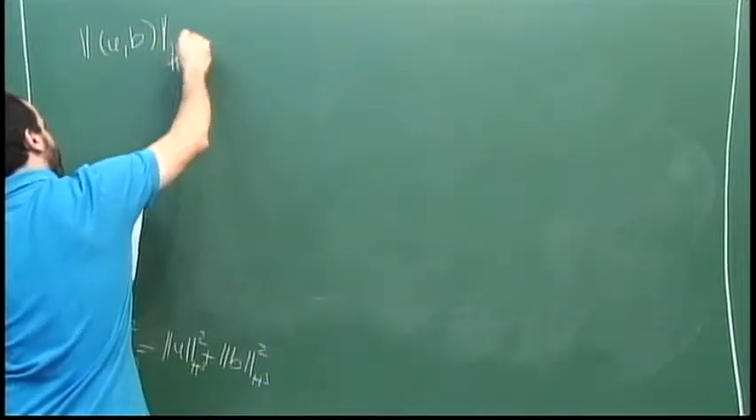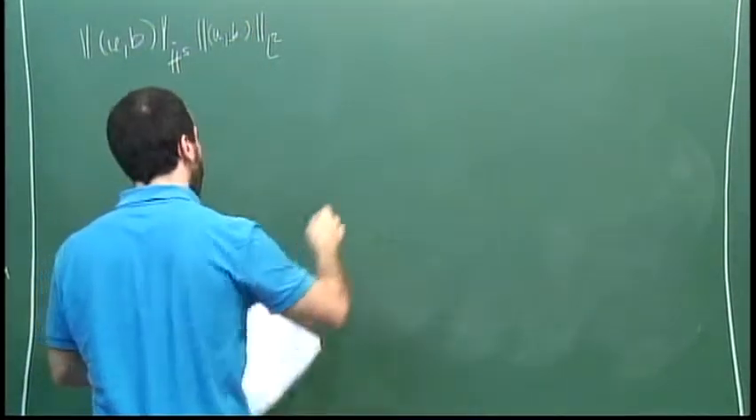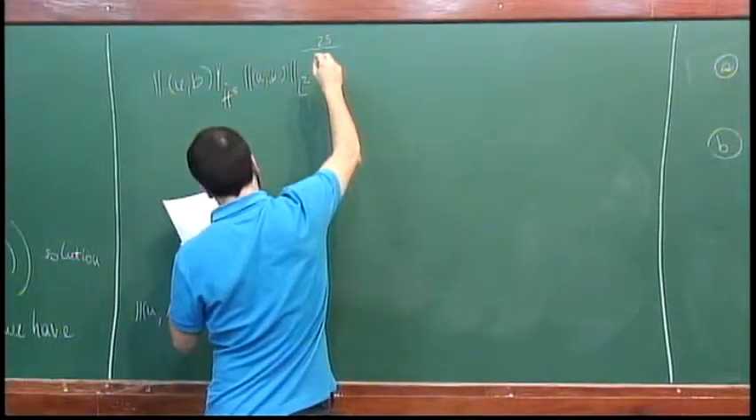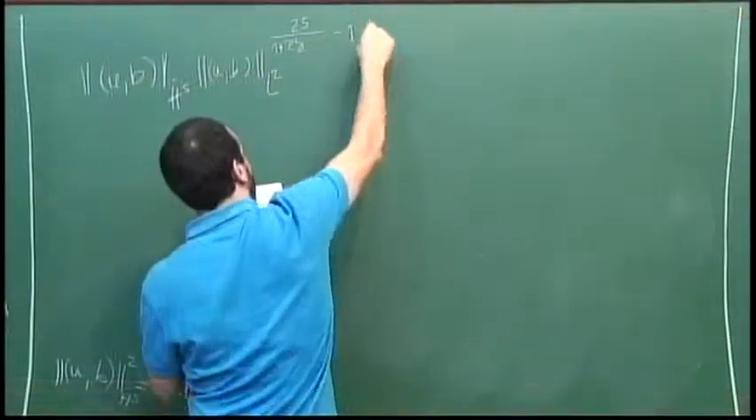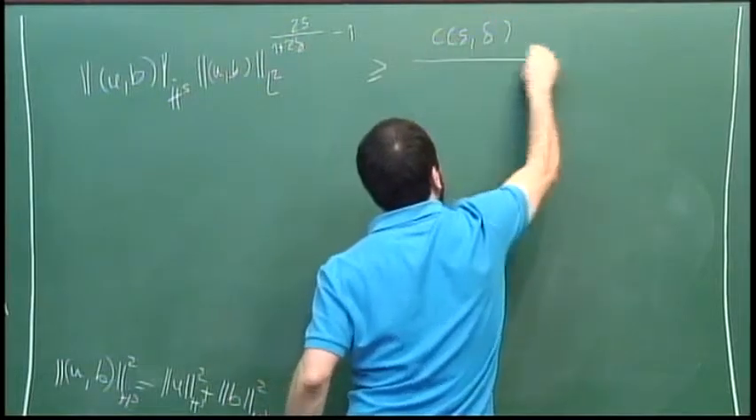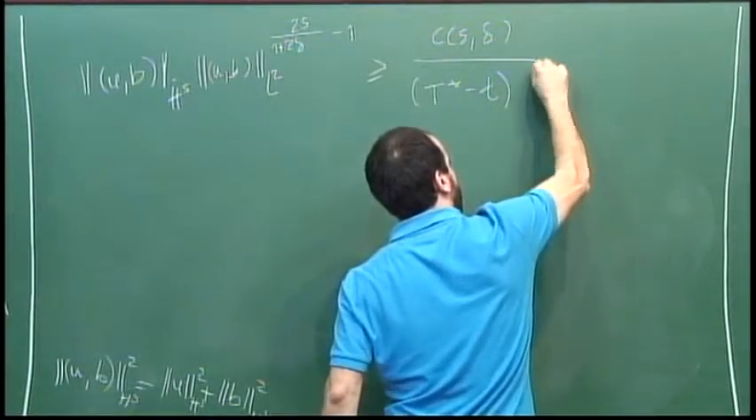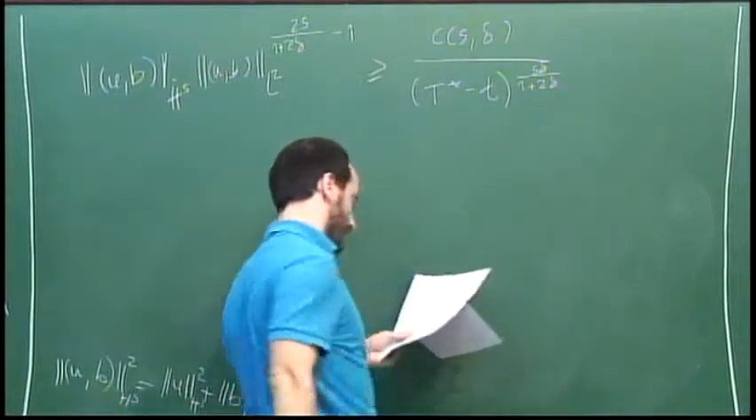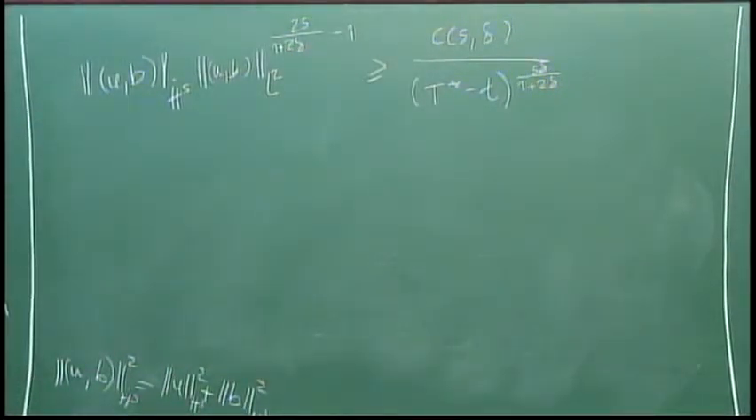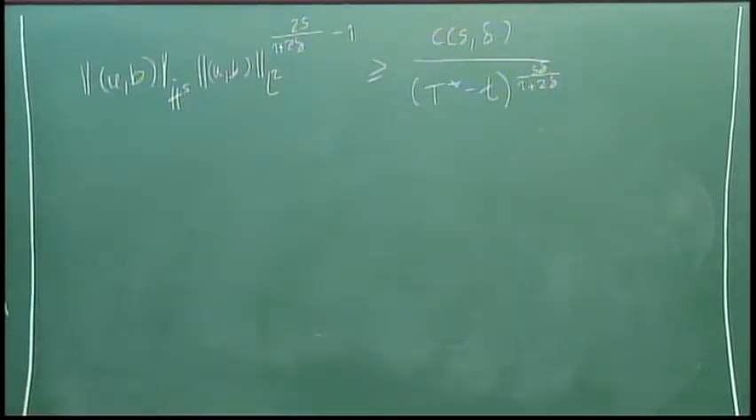So this times the L2 norm of (U, B) to the power 2s over 1 plus 2 delta minus 1 is greater than C_{S,delta} over (T star minus T) to the power S delta over 1 plus 2 delta. Yeah, so this is the result that we get. Well, we can get a few other inequalities, but this is the main theorem.